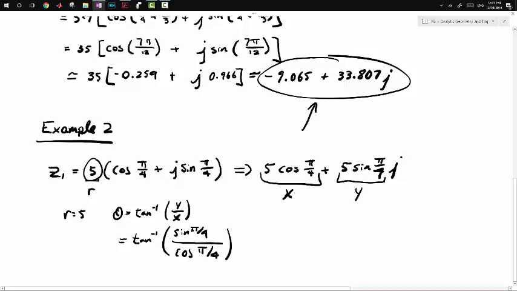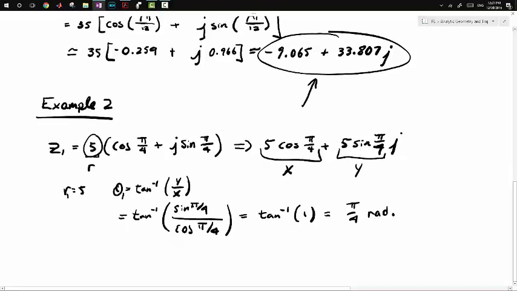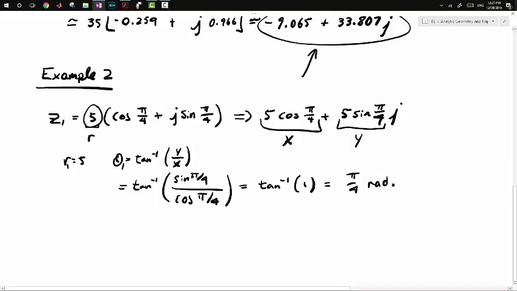And of course, sine of pi over 4 is root 2 over 2, and cosine of pi over 4 is also root 2 over 2. So basically, we're just going to do tangent inverse of 1. And tangent inverse of 1 is just pi over 4 radians. So that's our theta 1. Actually, I didn't label that there. And this is R1.